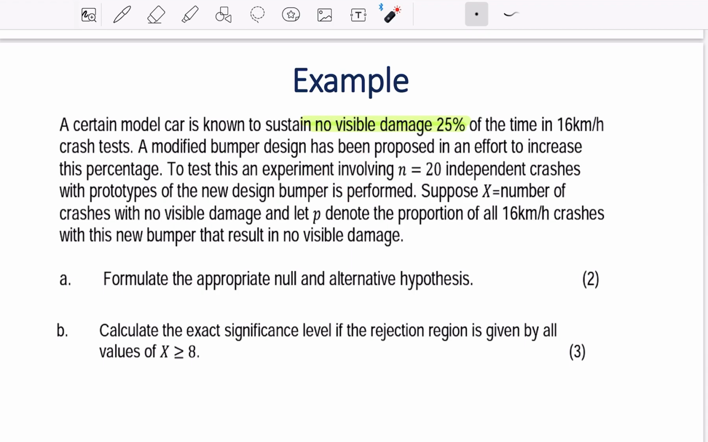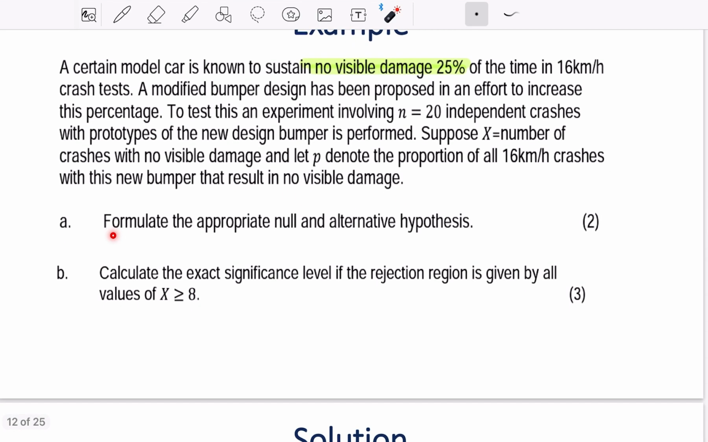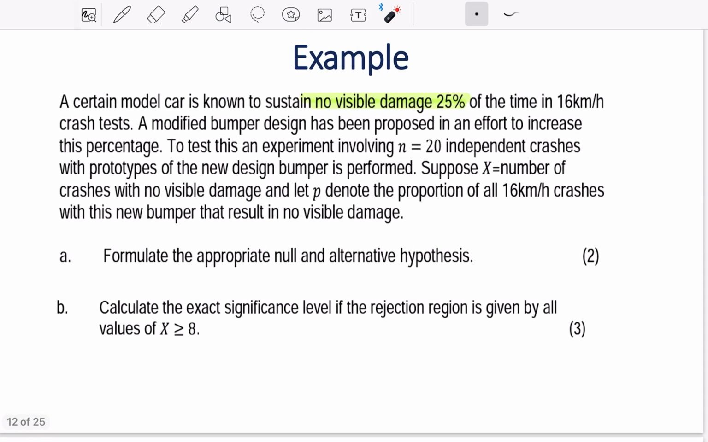Okay, so now suppose x is the number of crashes with no visible damage, and let p denote the proportion of all 16 km/h crashes with this new bumper that result in no visible damage. So now formulate the appropriate null and alternative hypothesis for the scenario. You already know that under the null hypothesis, p naught is equal to 0.25.